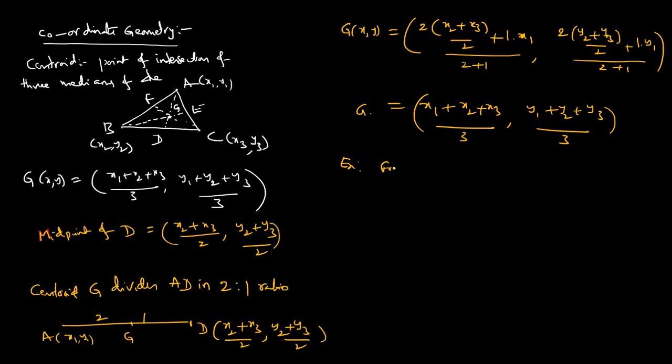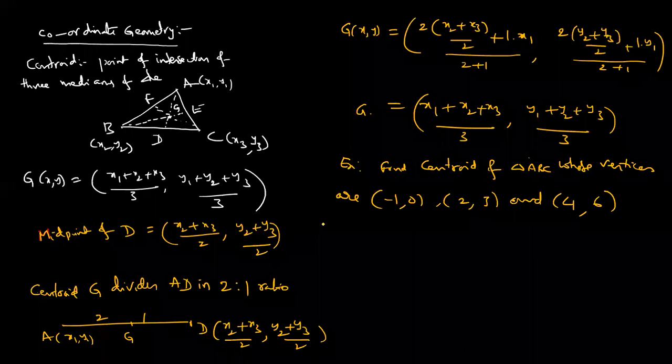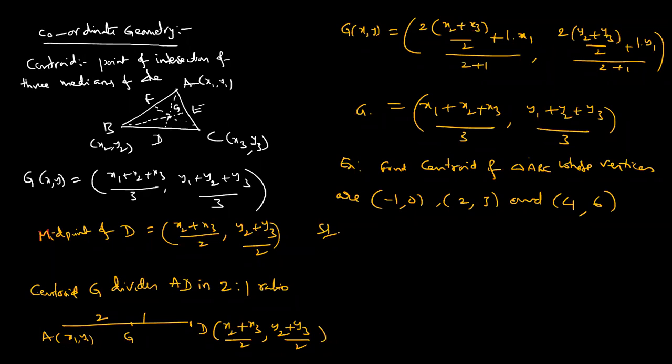Example. Find the centroid of the triangle ABC whose vertices are, suppose, (-1, 0), (2, 3) and (4, 6). What is your answer? Five by 3, comma 3, sir. Okay.